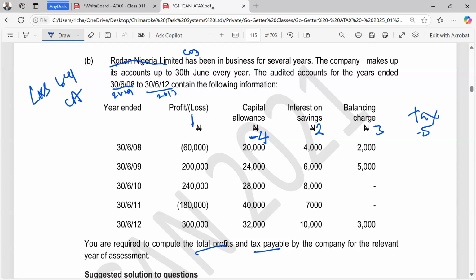Okay, so I'll be putting the tax here, and I'll be calculating only the company income tax. Although you can calculate education tax. If you want to calculate education tax as at this period is 2%. You can decide to calculate tertiary education tax. So we take our profit first, or loss, 60,000. The next thing is the interest on savings, which is like a revenue.